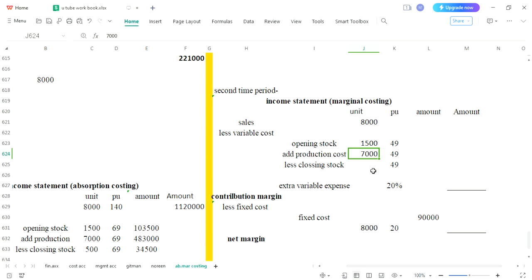Next is to see if there is any closing stock. For that you have to understand 1500 units were present at starting of the period, 7000 number of units you have produced, total 8500 units were produced. Out of 8500, 8000 gone, sold, so remaining 500 units are still in your hand.